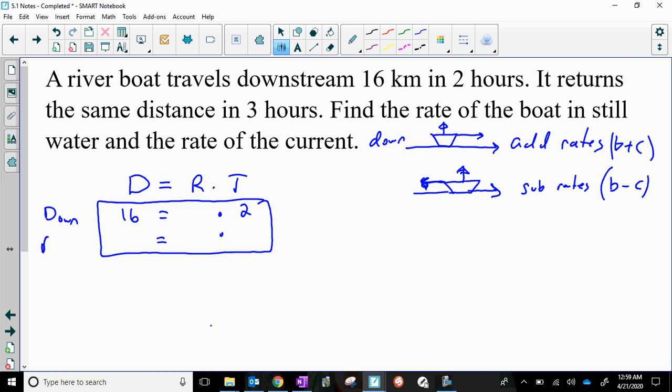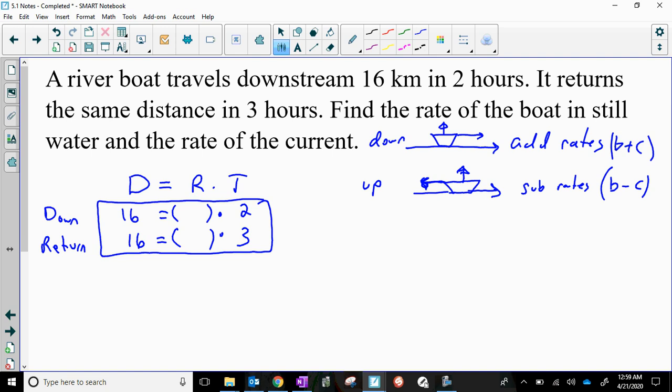Now you return, or go upstream. So upstream is going against the current. You're going to go the same distance because it says you return the same distance. But this time it takes you longer. It takes you 3 hours. So if you're struggling with downstream and upstream, another way to think of it is if it takes less time, you have to be going faster.